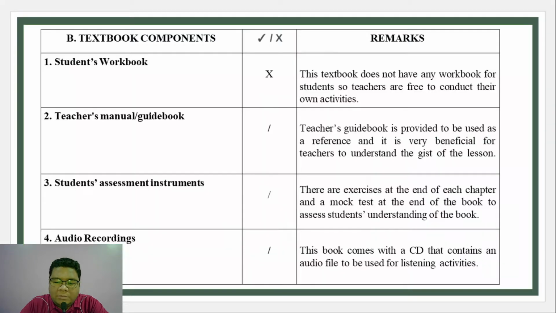And for the textbook components, the first component is the students' workbook. This textbook doesn't have any students' workbook. It is only a textbook. There is no student workbook or activity book for students to do their exercises. The exercises are integrated inside the textbook itself.